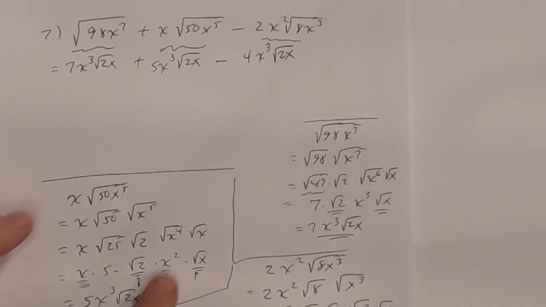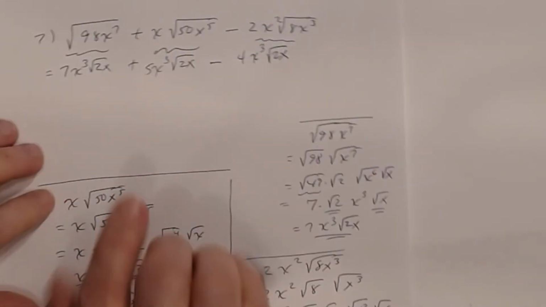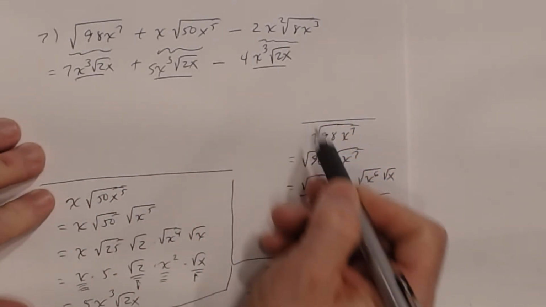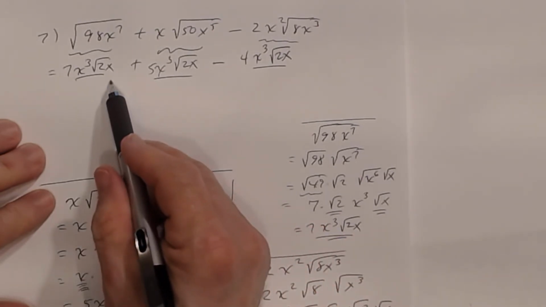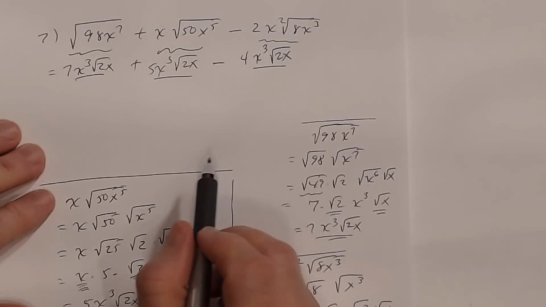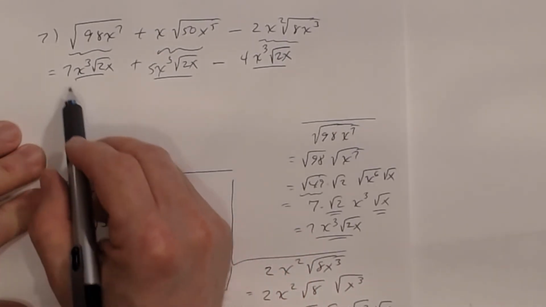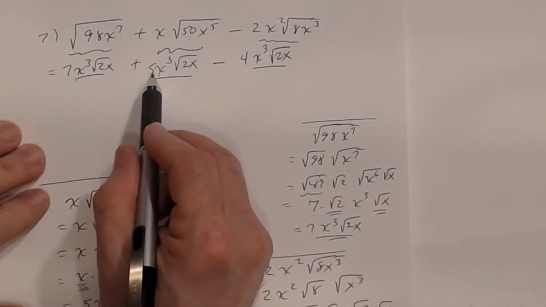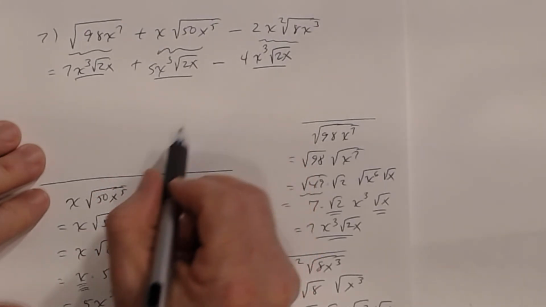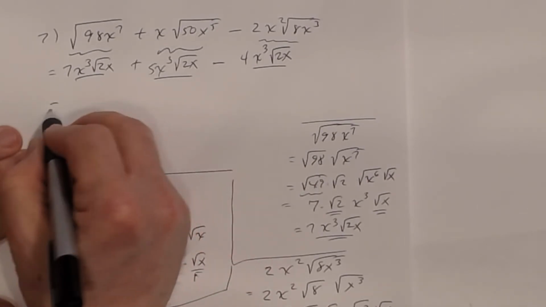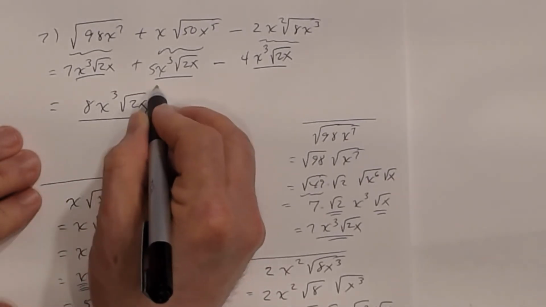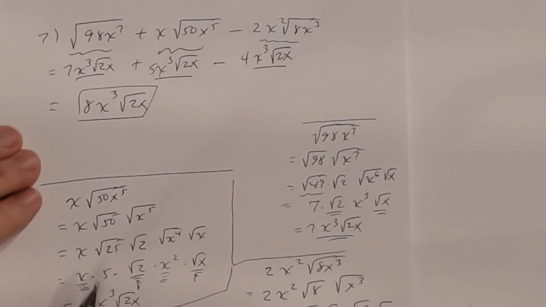Now, here's a new thing, though. The new thing is for you to notice that these are all like terms. X cubed square root of 2x, x cubed square root of 2x, x cubed square root of 2x. So look at the coefficients. 7 plus 5 is 12. 12 subtract 4 is 8. So you get 8x cubed square root of 2x, and that's your answer.